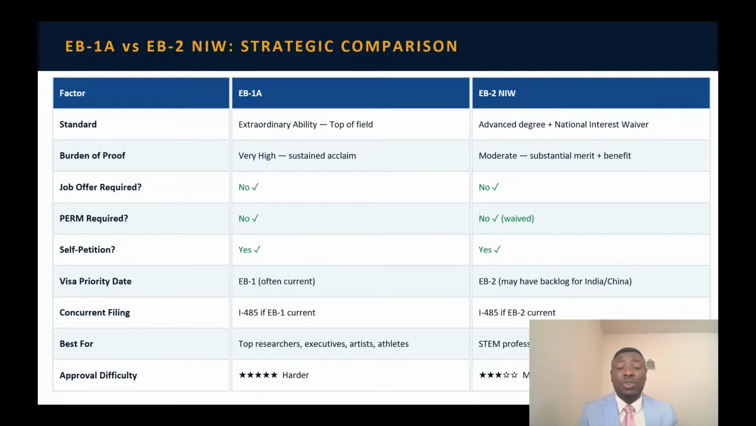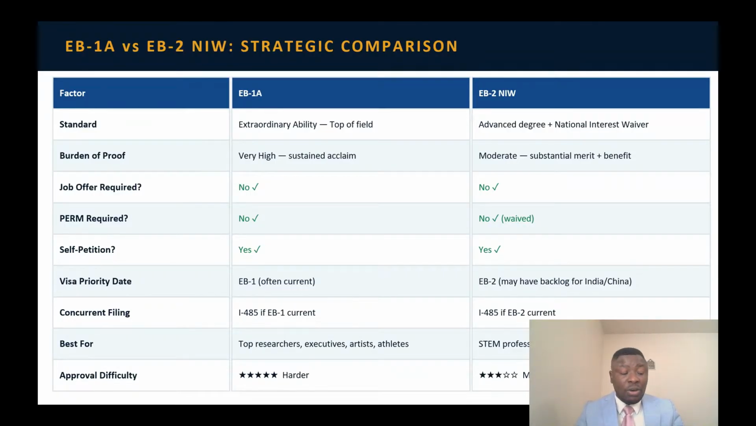However, the burden of proof for EB2 is moderate. You need to show substantial merit and national benefit. You need to show that you are well positioned to do what you want to do, and you need to show that it will be in the US best interest to waive the labor certification in your case.